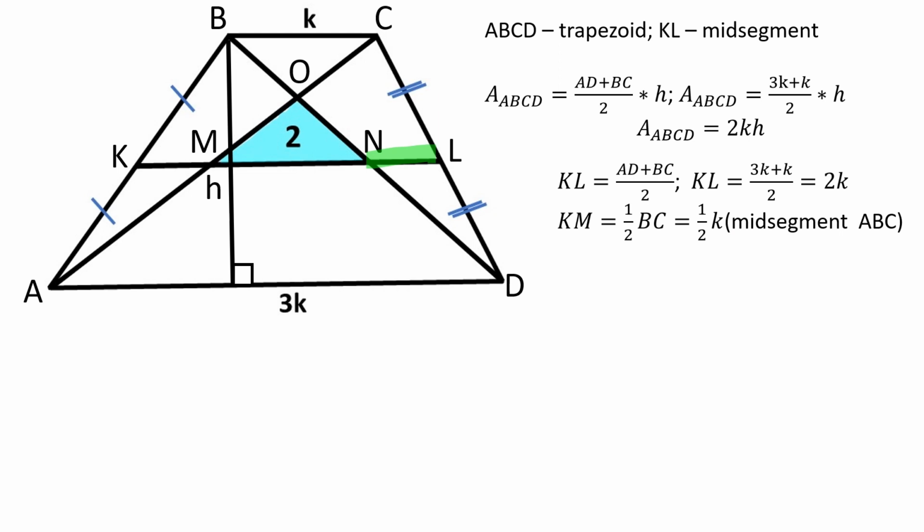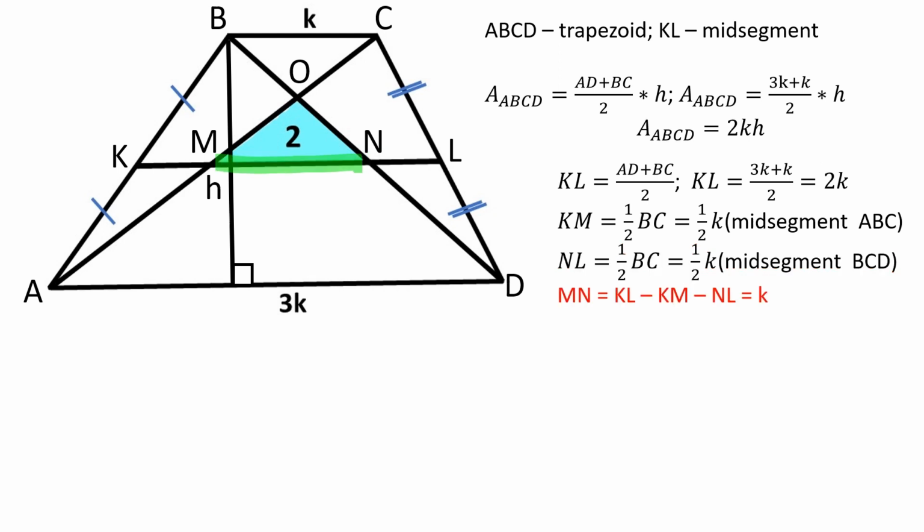NL is the mid-segment of the triangle BCD, is also equal to half of BC, which is equal to half K. Therefore, MN is equal to K.